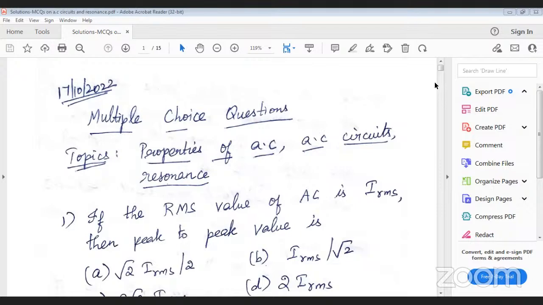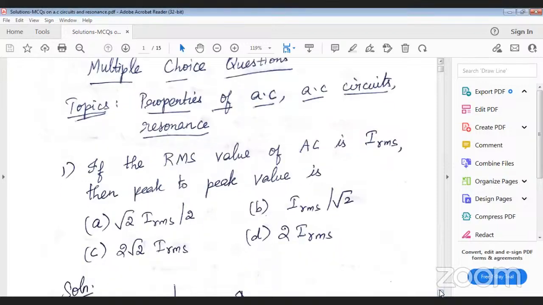See the first question, which I gave you. If the RMS value of AC is IRMS, then the peak to peak value is, and they have given you 4 options. We need to choose the right one.